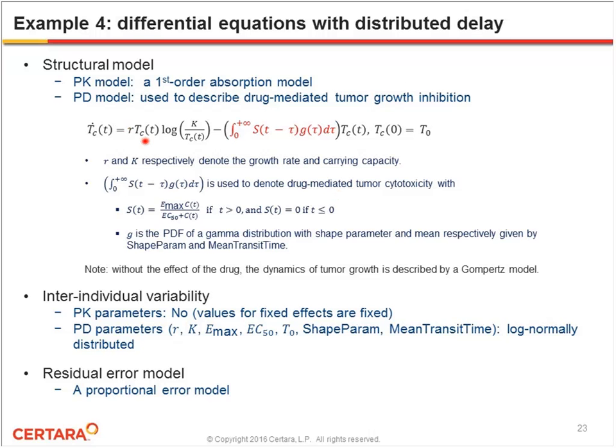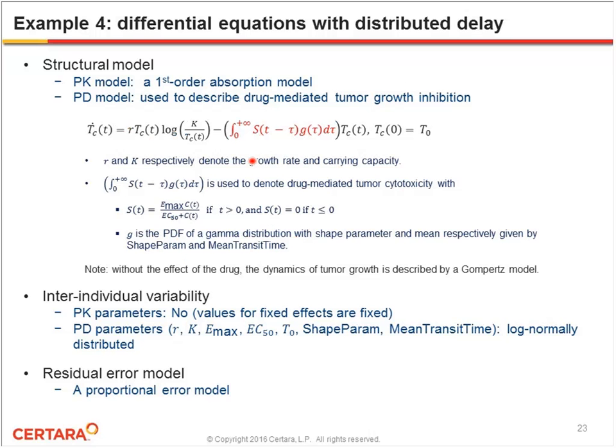Now, this term here is used to describe the growth of the tumor cells. This term is used to describe the drug-mediated tumor cytotoxicity on the tumor cells. Now, this S is defined by this Emax model, and the delay kernel T is assumed to follow a gamma distribution PDF, with the shape parameter and the mean transit time.